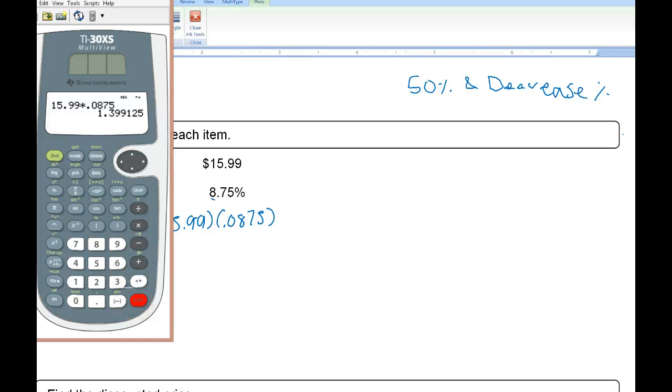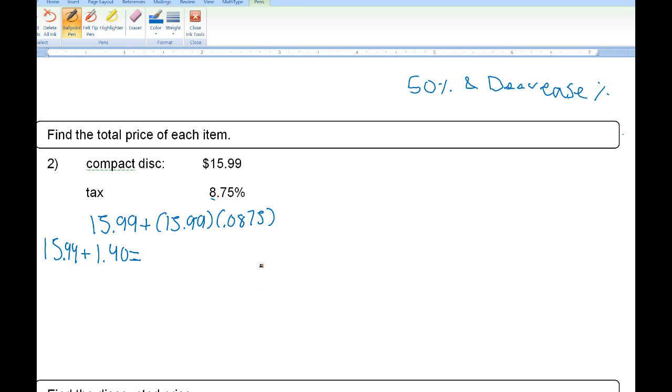So if it's $1.39, what would we round up to? $1.40. Does that make sense? Because the 9 goes up to a 0, so that makes the 3 become a 4. It's easier to think of it as 39 rounds up to 40. Okay, just click back on there and then add those two together. So $15.99 plus $1.40.